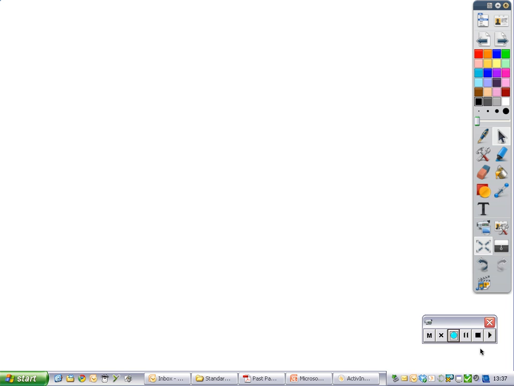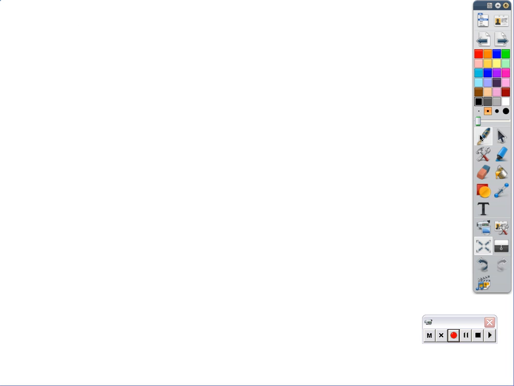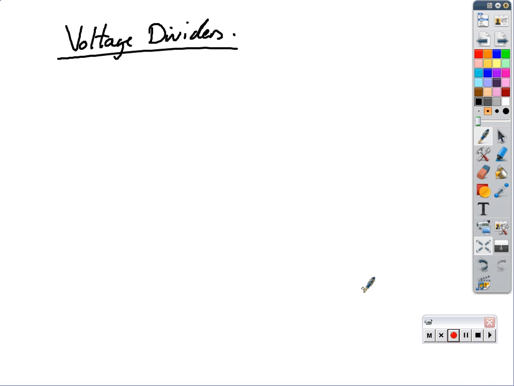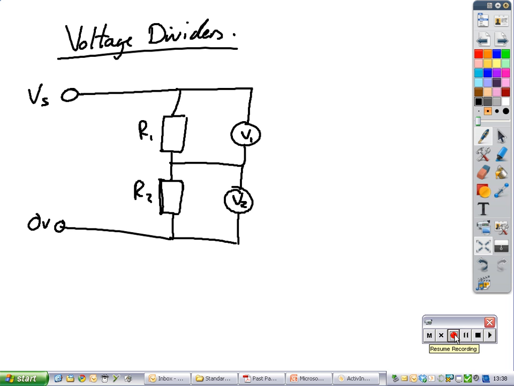Right, so your heading is voltage dividers. You've got it in your jotter. So, a circuit, simply a series circuit, two resistors, R1 and R2, V1 and V2.